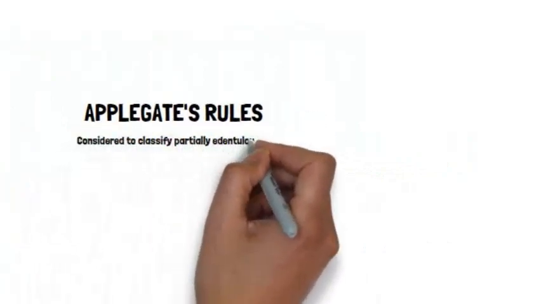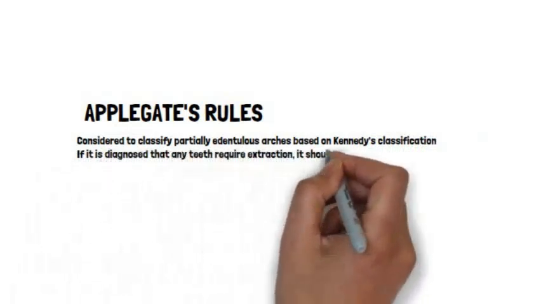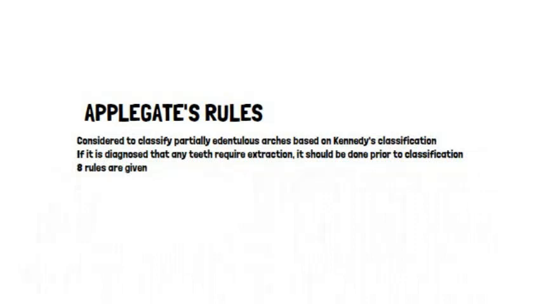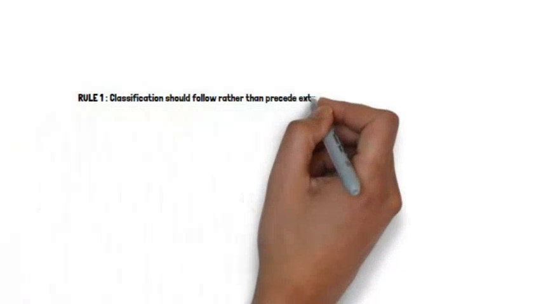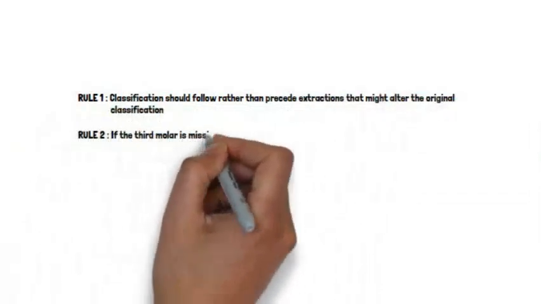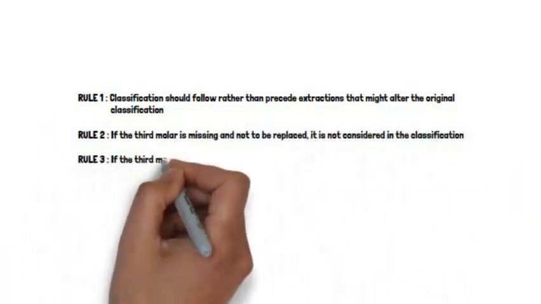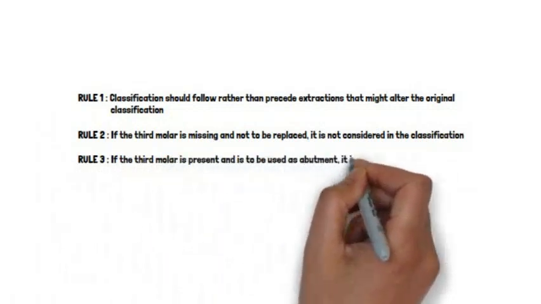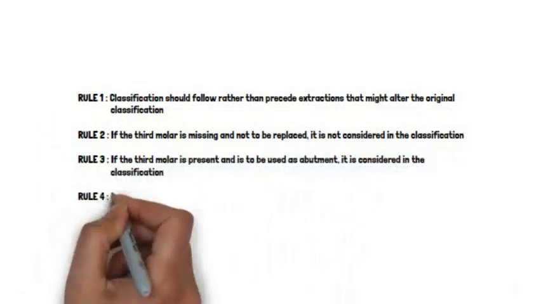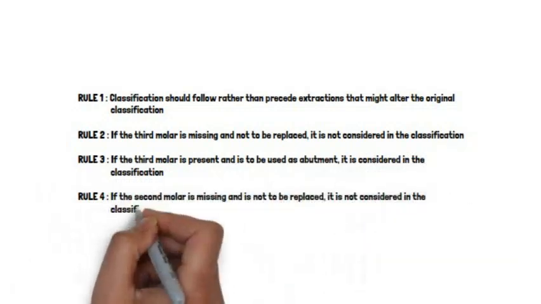Applegate's rules, considered to classify partial edentulous arches based on Kennedy's classification. If it is diagnosed that any teeth require extraction, it should be done prior to the classification. Eight rules are given. Rule 1: classification should follow rather than precede extraction that might alter the original classification. Rule 2: if the third molar is missing and not to be replaced, it is not considered in the classification. Rule 3: if the third molar is present and is to be used as an abutment, it is considered in the classification. Rule 4: if the second molar is missing and is not to be replaced, it is not considered in the classification.